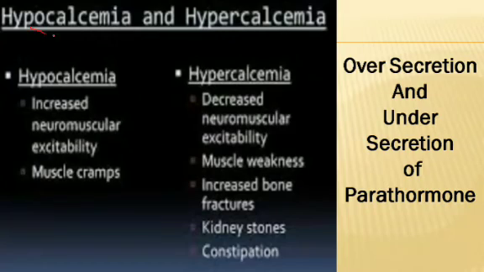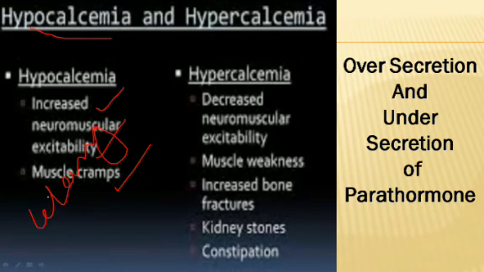If there is hypocalcemia, like less calcium ion, there is increased neuromuscular excitability or muscular cramps that can act as tetany, as we have discussed tetany before in the previous chapters. And hypercalcemia gives decreased neuromuscular excitability. So muscle weakness can occur, and increased bone fractures due to more absorption of calcium from the bone into the blood, and more calcium can accumulate in the kidneys to make kidney stones, and then the person can have constipation.